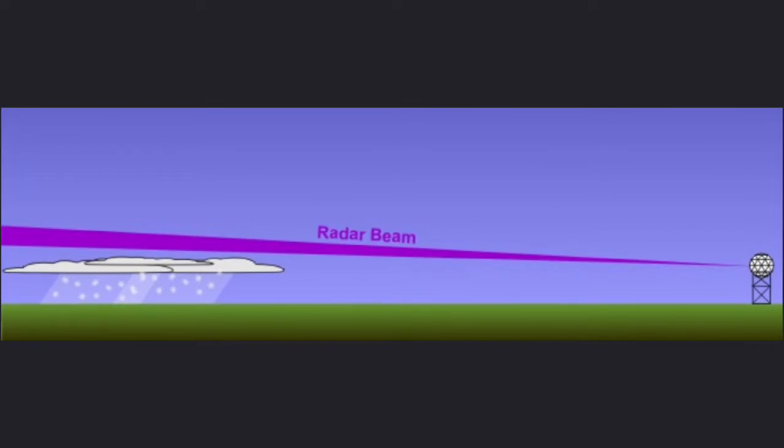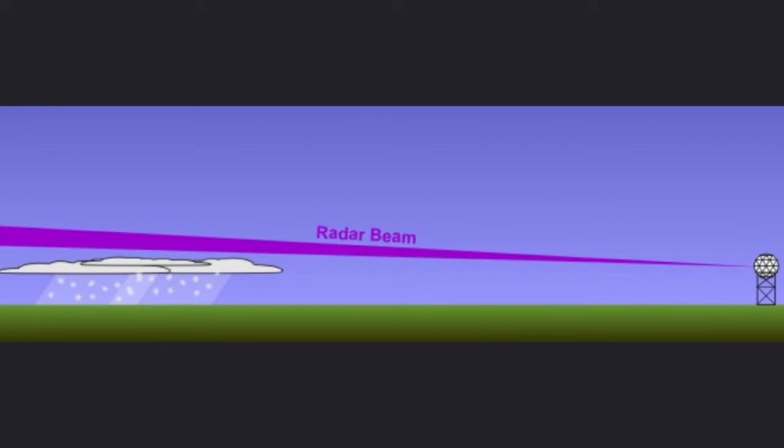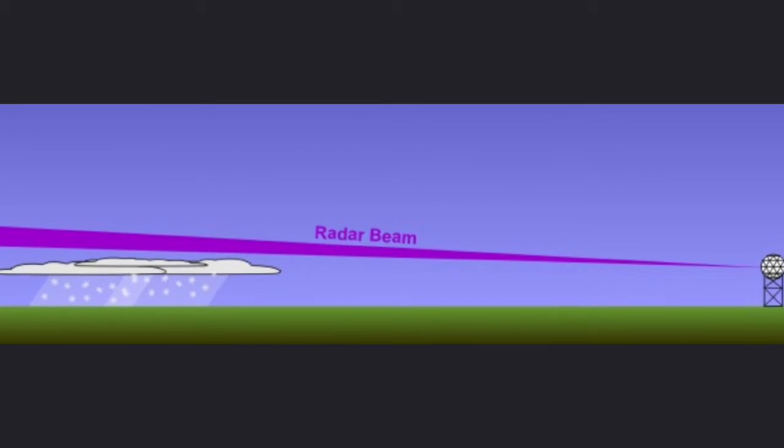Beam overshoot occurs due to the curvature of the Earth and standard refraction, causing the radar beam to become higher above the ground at longer distances. This leads to the radar beam overshooting the precipitation and underestimated precipitation rates, or even a lack of detection.